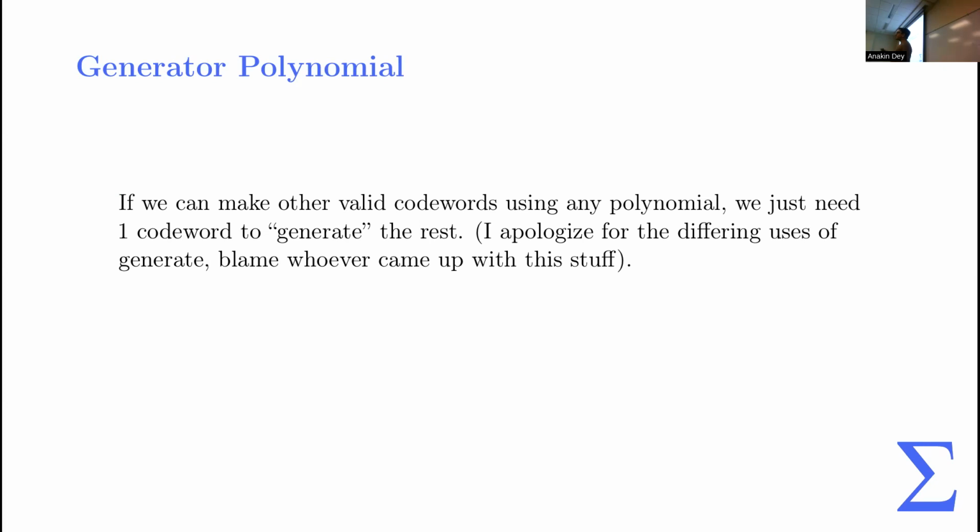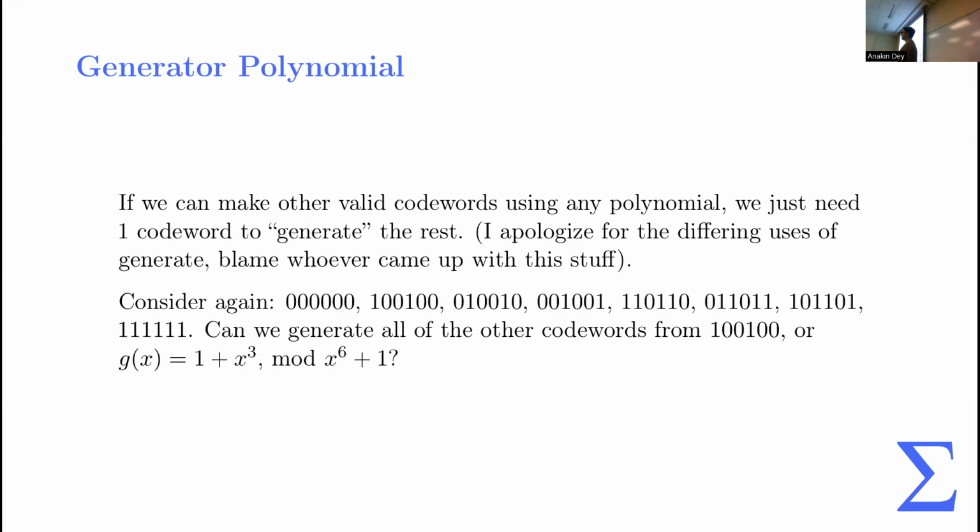So if we can write one of the valid code words in our code space, we can use that one code word to generate the rest. I've used "generate" a lot, and they all kind of mean slightly different things. I don't know, that's just the terminology that people use. So if we've got 1, 0, 0, 1, 0, 0, which is 1 plus x cubed, can we generate all the other code words by doing some polynomial multiplication mod x to the 6 plus 1? We can.